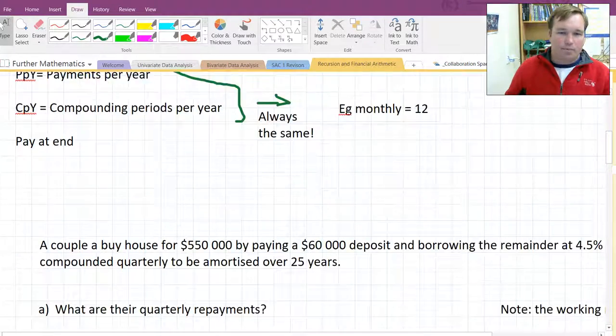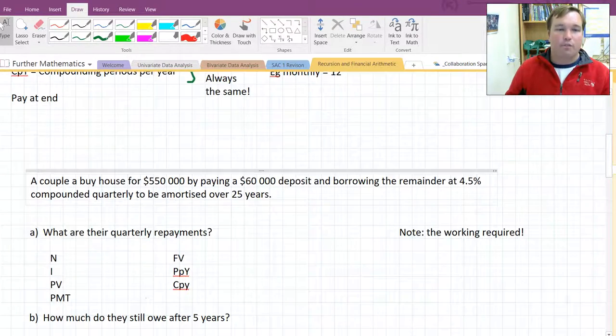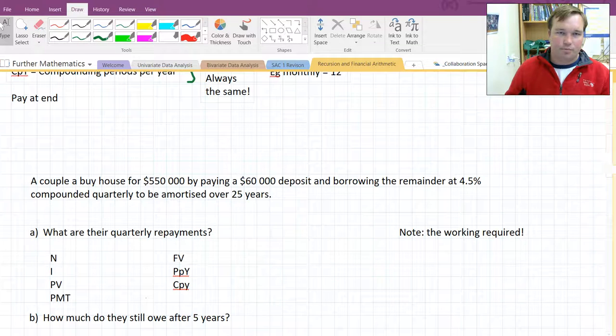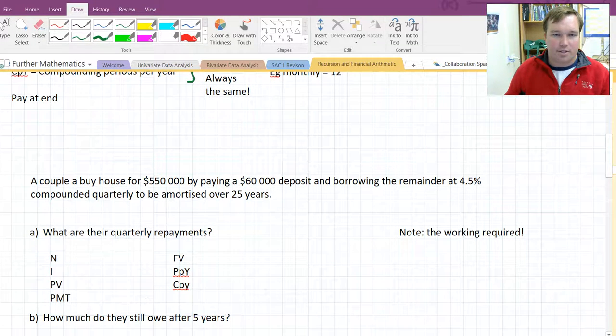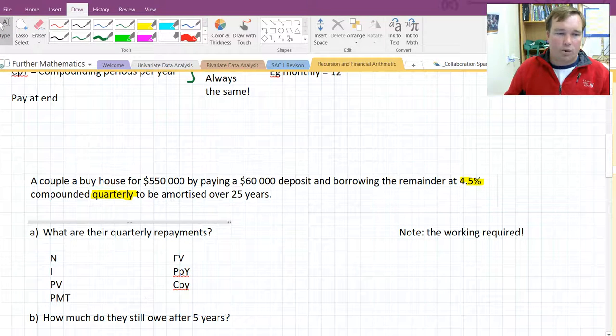Alright, one example. One quite long involved example. We have a couple who buy a house for $550,000 and pay a $60,000 deposit and borrow the remainder at 4.5% compounding quarterly. Highlight the quarterly. Note that they're also going to pay off quarterly. And this is to be amortized, meaning paid off, over 25 years. What are their quarterly repayments?